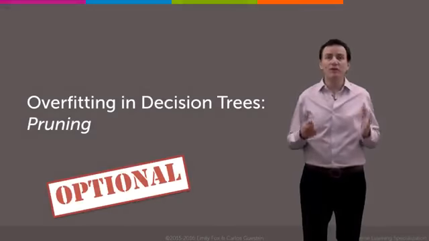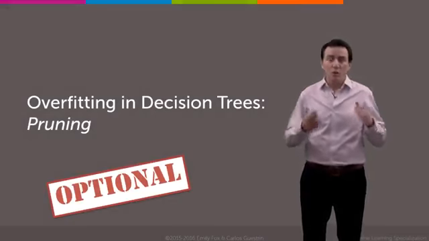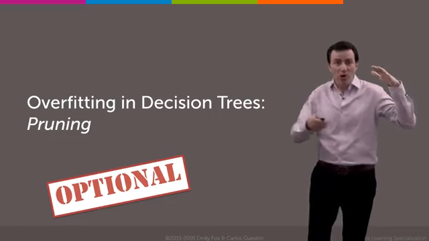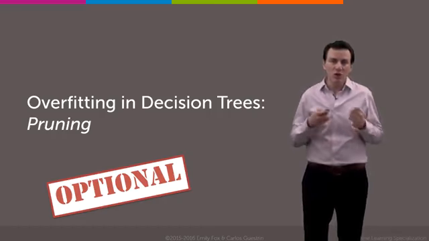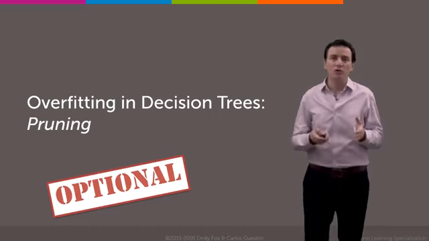Often the best way to prevent overfitting decision trees, however, is to use pruning, where you grow the tree to be much bigger than you need, and then you chop off parts that turn out to be less important. Now, pruning is very important if you're implementing a real-world decision tree algorithm.